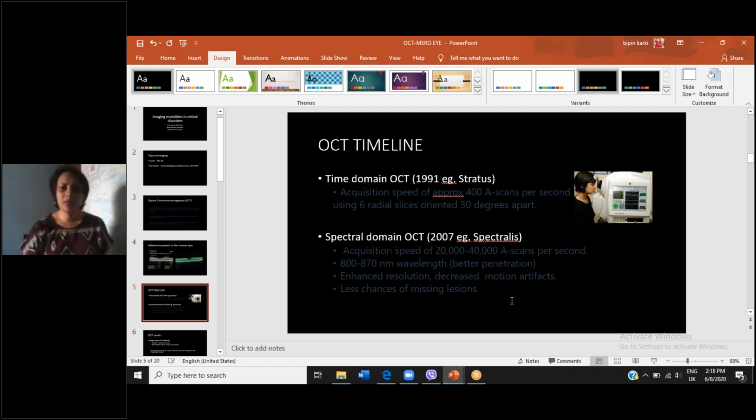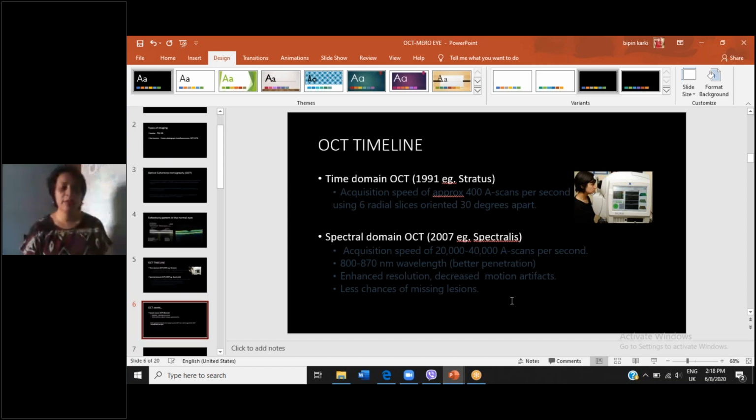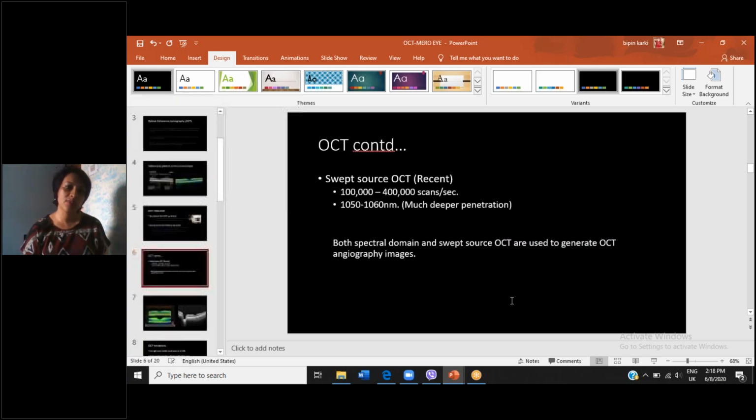And then came the swept source OCT, which has only been in use for the past 5 years or so. The number of scans it does in one second is much more increased. It has increased from 20 to 40,000 to 1 lakh to 4 lakh scans per second, which is quite a lot more, and obviously gives much better resolution of the segmentation of the retina. Much longer wavelengths are used in the swept source OCT, 1050 to 1060 nanometers, giving much deeper penetration and more visibility of the choroid and sclera as well. As we know, we've moved on from OCT to OCT angiography these days, and both the spectral domain and the swept source OCT are used to generate OCT angiography images.